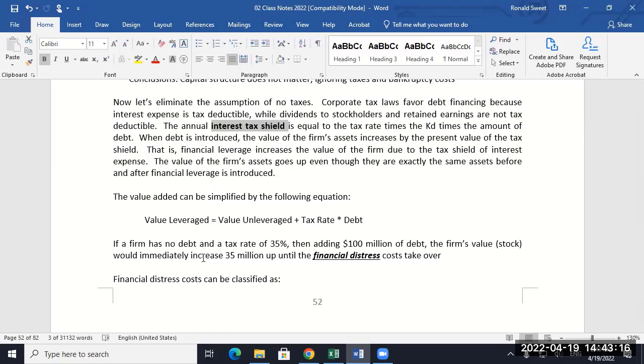Dividends, when a company pays dividends, that's not tax deductible. Interest expense is tax deductible. But the Trump tax plan actually changed that a little bit. He made it less tax deductible, but not much, just a little bit less tax deductible.